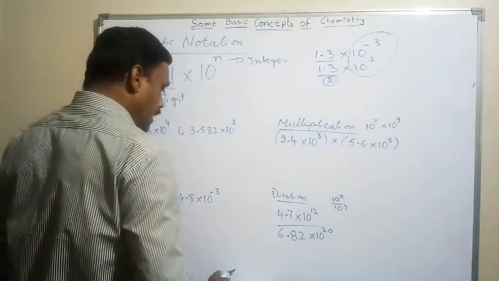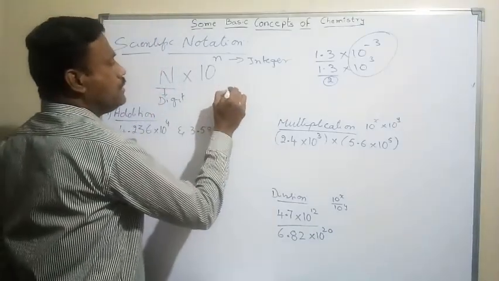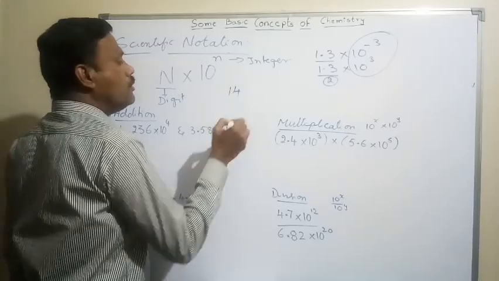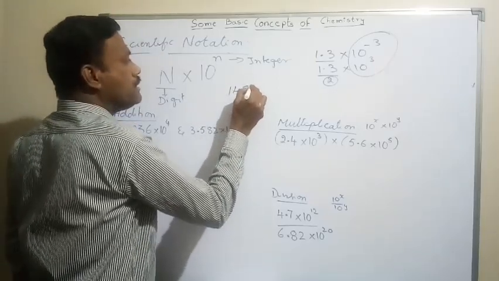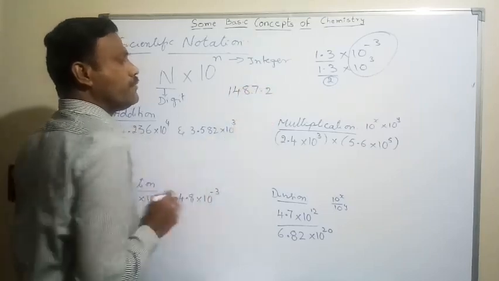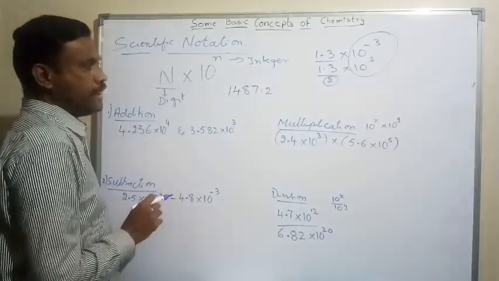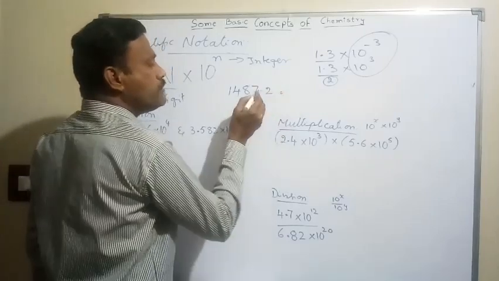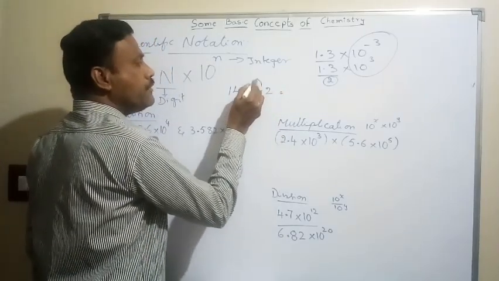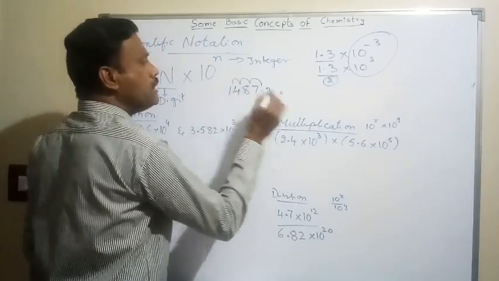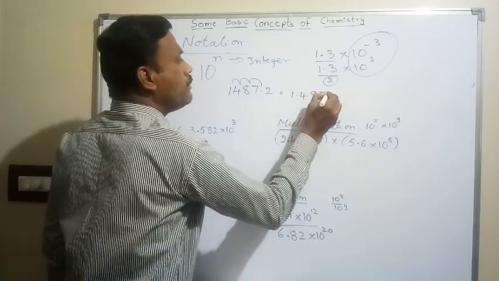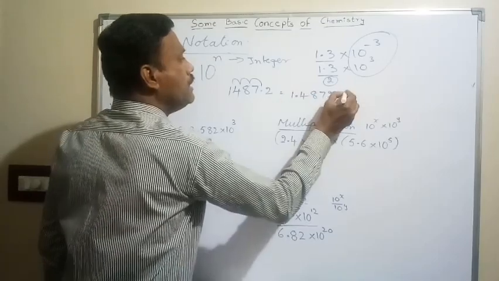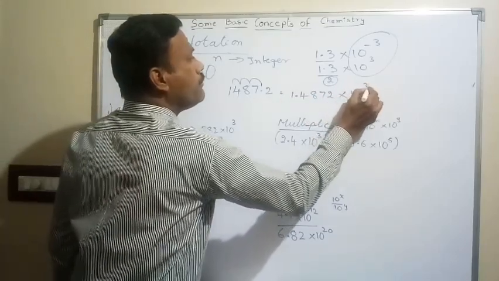Now let us write a numerical value 1487.2 in scientific notation. So shift the decimal to the left hand side, 1, 2, 3. So it is written as 1.4872 into 10 to the power of 3.